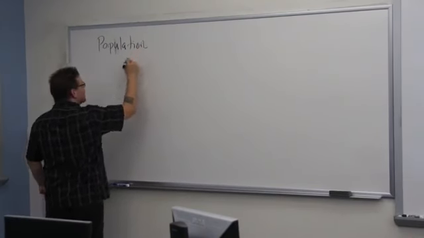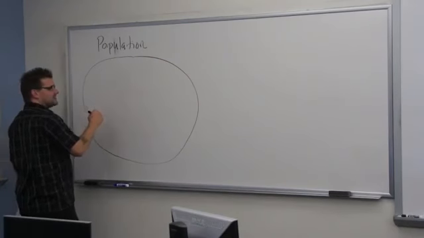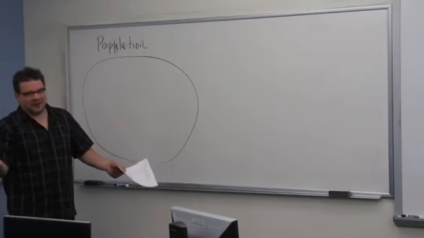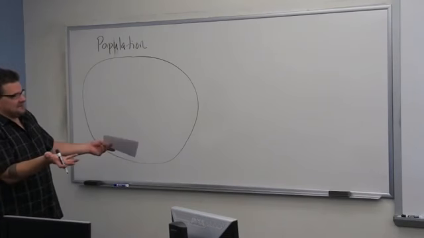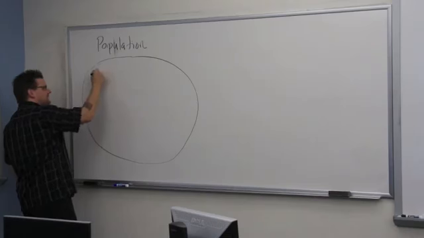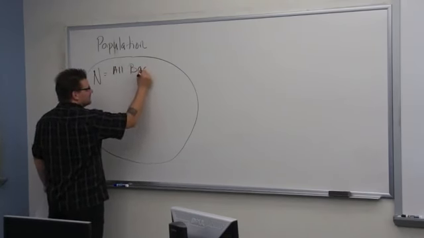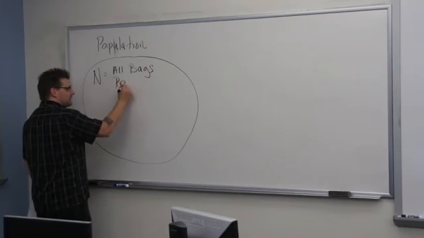Population, the big group. We'll make the circle bigger. Here's the population. Again, I don't know how many bags of Doritos that this plant makes on a daily basis, so I can't put a number to this, but capital N would be all bags produced.